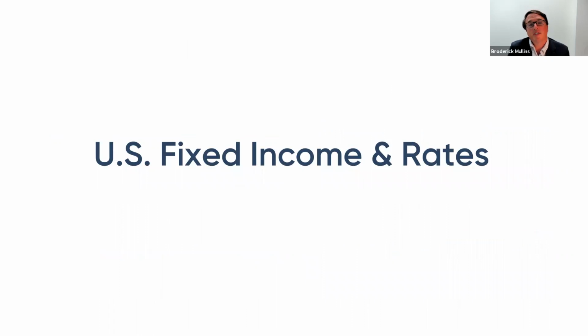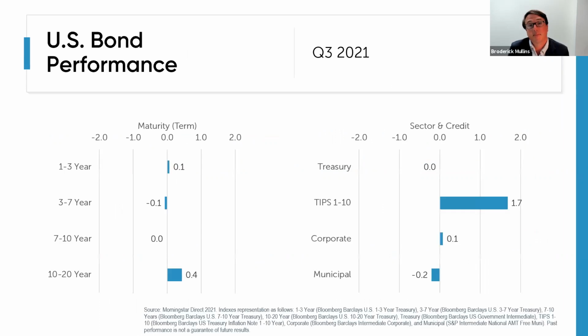Next, we'll take a look at fixed income performance, the shape of the current yield curve, and how the market is currently pricing inflation. The charts on the screen show the average performance of different bond maturities and the segments of the fixed income market that we commonly track. We typically prefer investing in bonds that are shorter in maturity and higher in quality compared to the broader market.